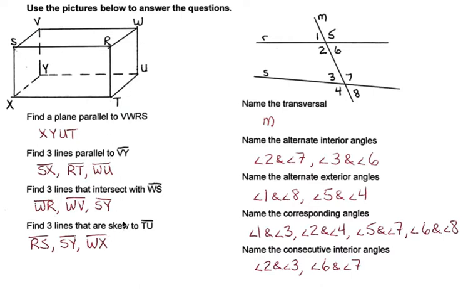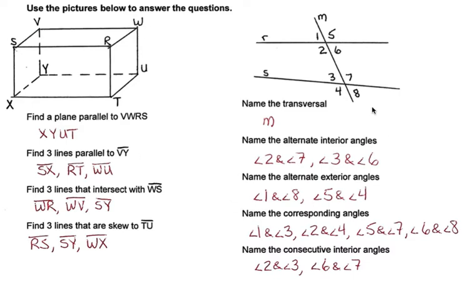Find 3 lines that are skewed to TU. Here's what we were talking about before. Here's TU. So anything that runs up here maybe runs this way. Those would work. Or you could have something that goes like this, these lines here, or you could have diagonal across here. Any of those would work.